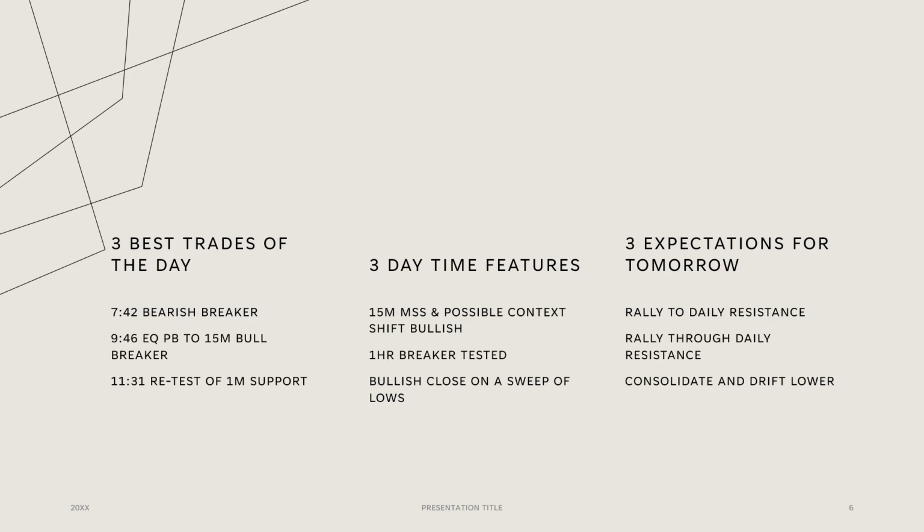The three daytime features I want to call out is the 15-minute market structure shift, which means a possible context shift bullish. The 1 hour breaker was activated and tested, and that gave us an idea that there might be a higher time frame market structure shift underway. And the bullish close on a sweep of lows on the daytime frame is a bullish signal. So expectations for tomorrow are the same as yesterday. We're going to rally into daily resistance or through it, or we may consolidate and drift lower. So we will see for sure.